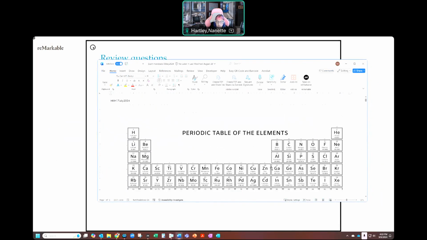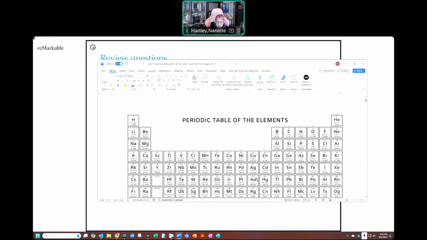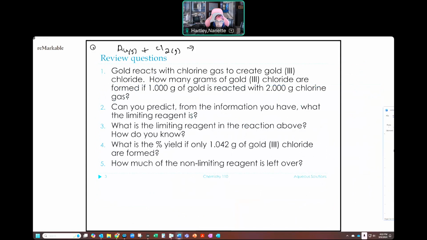So if we come down here and we look at our periodic table, gold is right here. He's Au. So Au is going to react with chlorine gas, and chlorine gas is Cl2. He's one of those diatomic gases. Au, by his placement, is a solid. He's one of our solid metals. Okay, so those two are going to react, and that's going to give us gold-3 chloride.